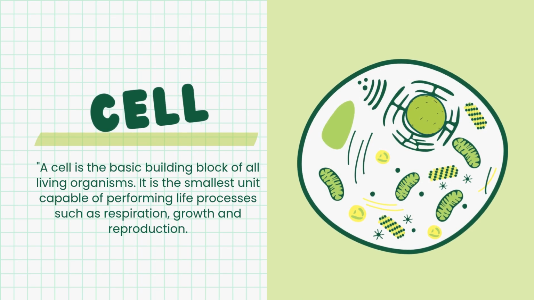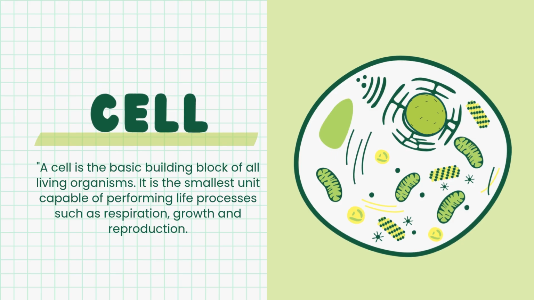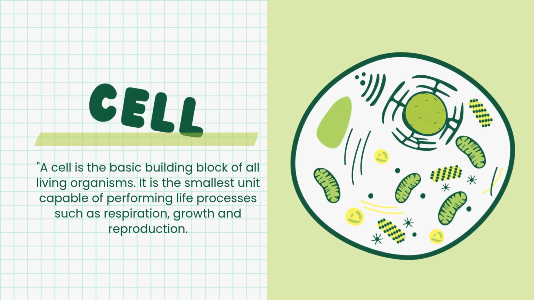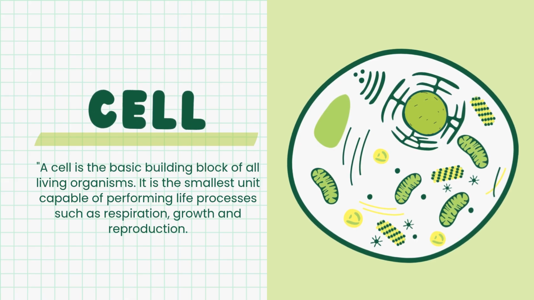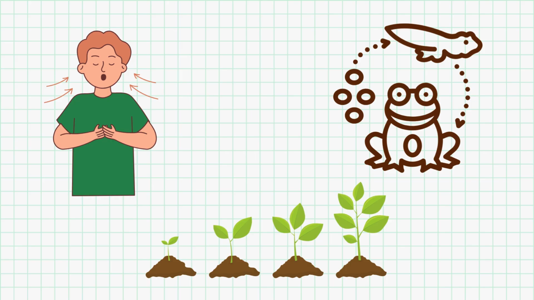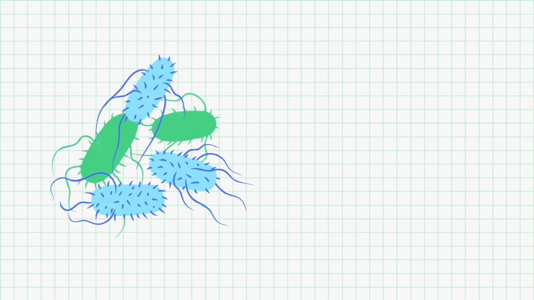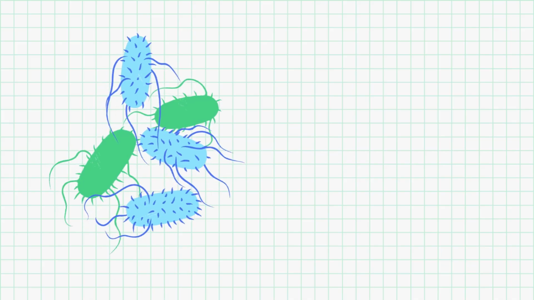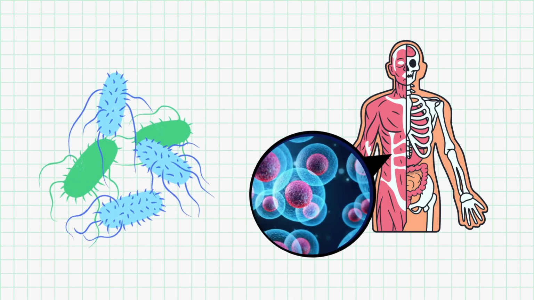Cell is the smallest unit of life. It's like a tiny factory that performs all the processes needed for a living organism to survive, like breathing, growing, and reproducing. All living organisms are made up of one or more cells. Some are just a single cell, like bacteria, while others, like humans, are made up of trillions.